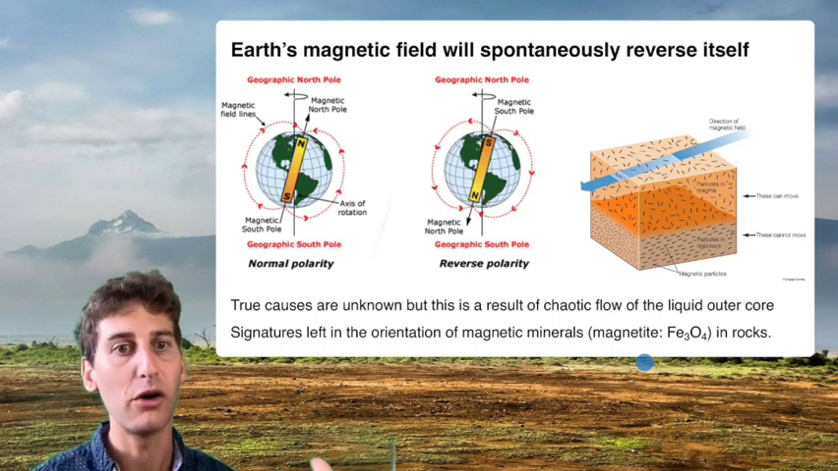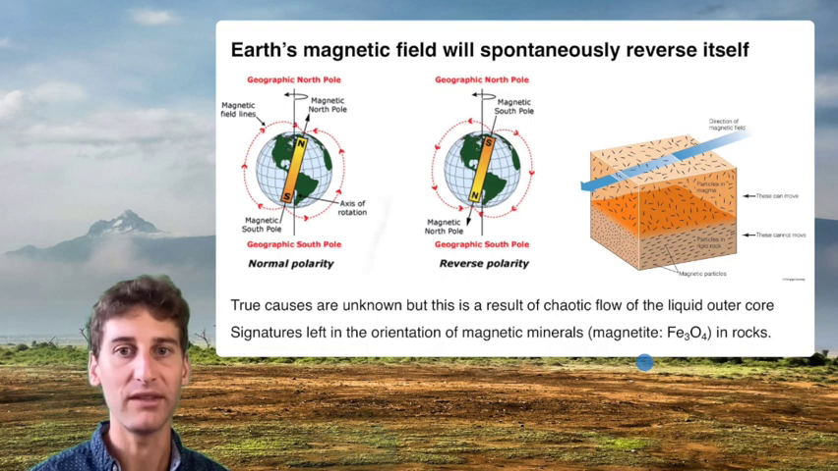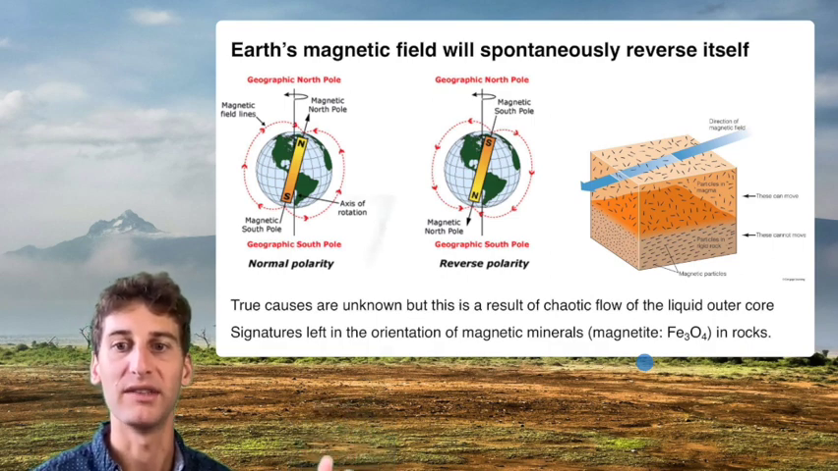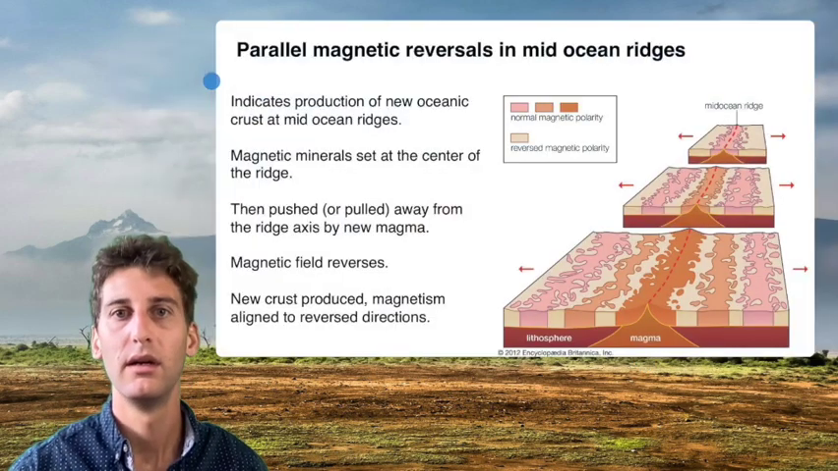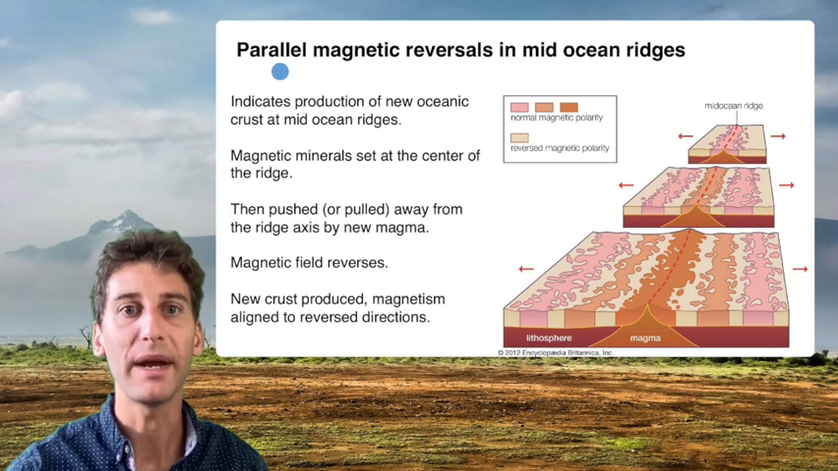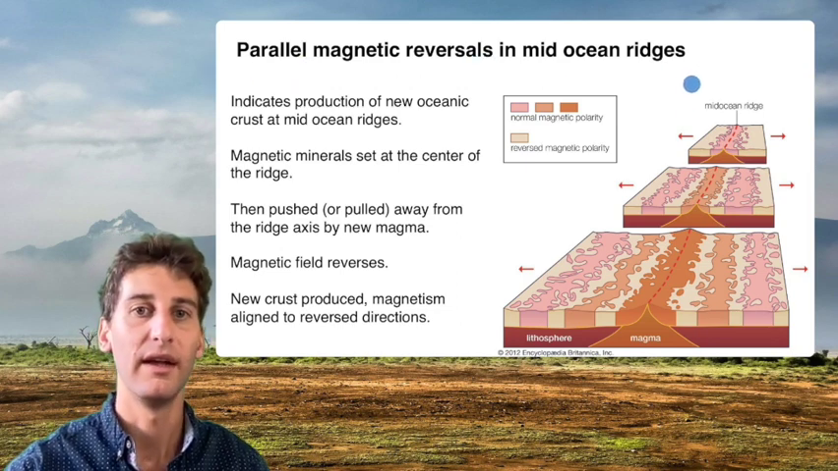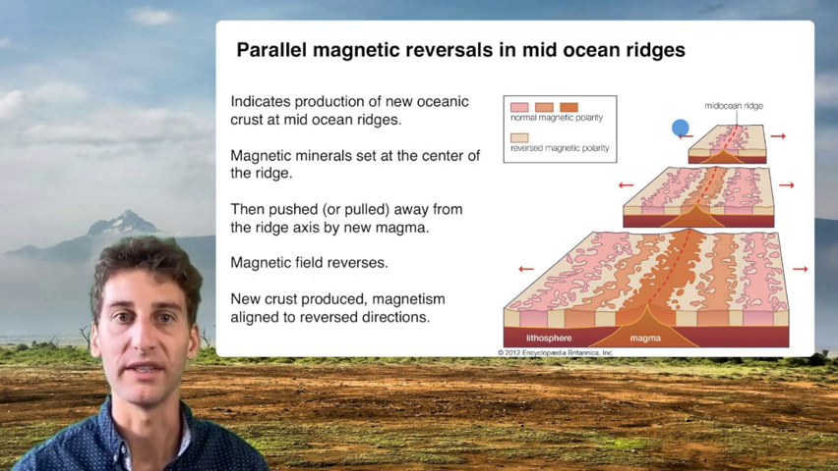So we can go and look at rocks, we can date them with radioisotopes, and we can see which direction they're pointing to see where Earth's magnetic field was at that time. So going back to the mid-ocean ridges, what was found was that there are these parallel magnetic reversals stemming from the mid-ocean ridge system and going outwards, towards the continents.